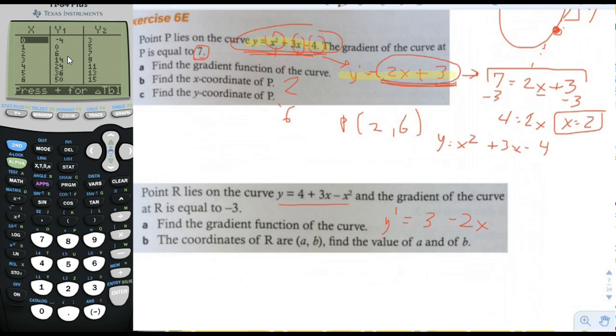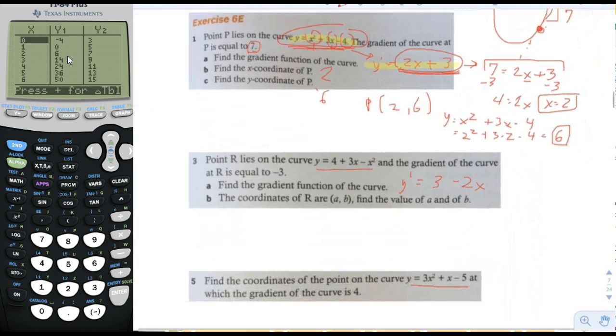And then we're going to put 2 back in here, so we get y equals 2 squared plus 3 times 2 minus 4. And that'll give us 6. Okay, just like from the calculator. Okay, moving on. Next one.